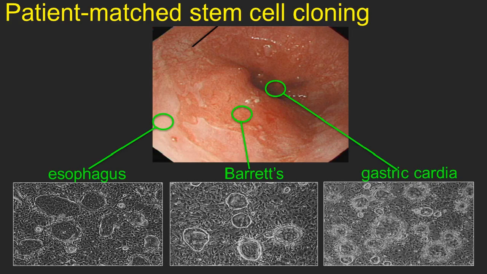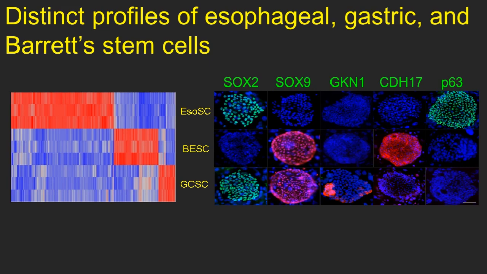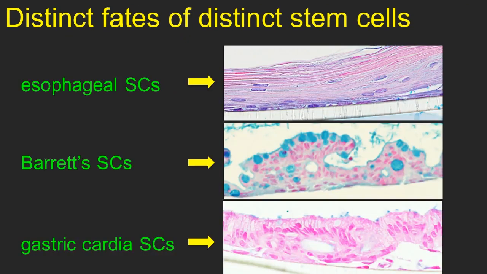Again, the clones look relatively indistinguishable from one another, but when you look at gene expression profiles, the esophageal stem cells look different from the Barrett stem cells, which look different from the gastric cardia stem cells, and they have different markers. Now, importantly, you can use the ability to differentiate these cells to clearly link the esophageal stem cells to a standard squamous epithelium that they form, similar to the skin.